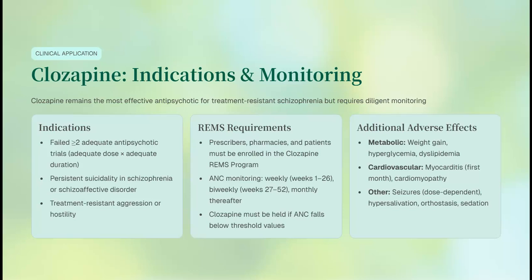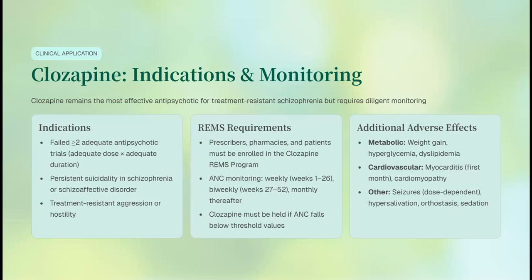Other indications are persistent suicidality in schizophrenia, schizoaffective disorder, and treatment-resistant aggression or hostility. REMS enrollment: all 3 parties, the prescriber, pharmacy, and patient, must be registered before starting. Now that's changed a little bit. So I don't think you have to be certified, but you still have to enroll.